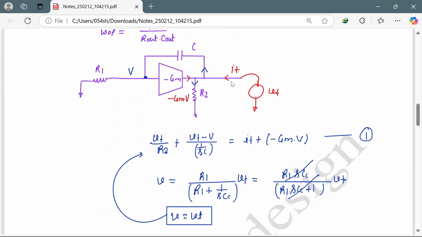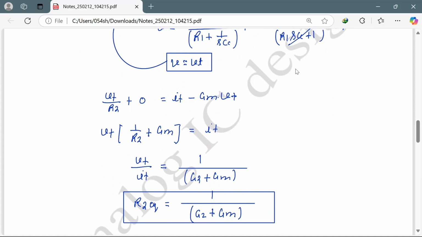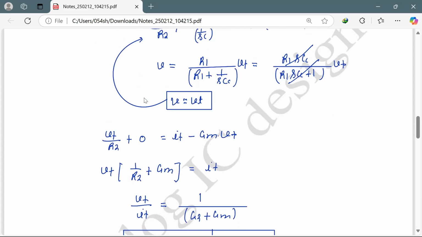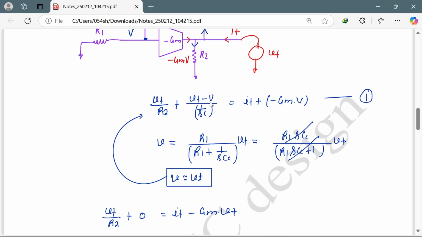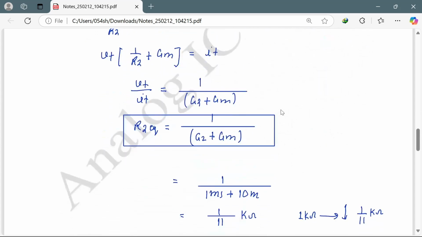So basically what we are doing is canceling this, which means we are short circuiting this capacitance. So this whole voltage VT is coming to this point V. Now this term will become 0 because VT is V, so the whole term becomes 0. Only the term VT by R2 equals IT minus gmV will be left. After rearranging, we will get the effective output conductance as G2 plus gm.